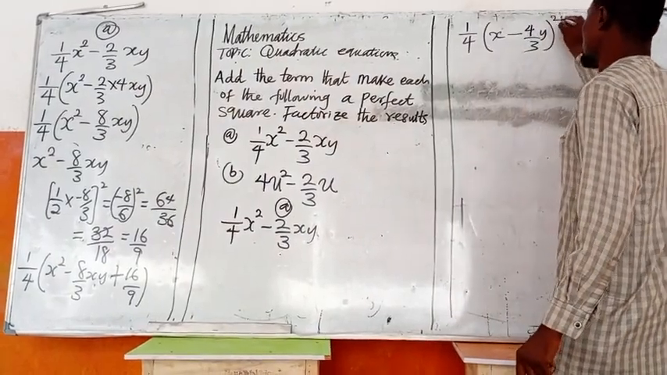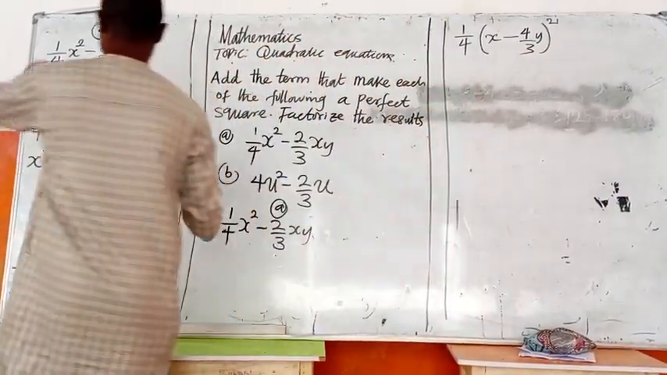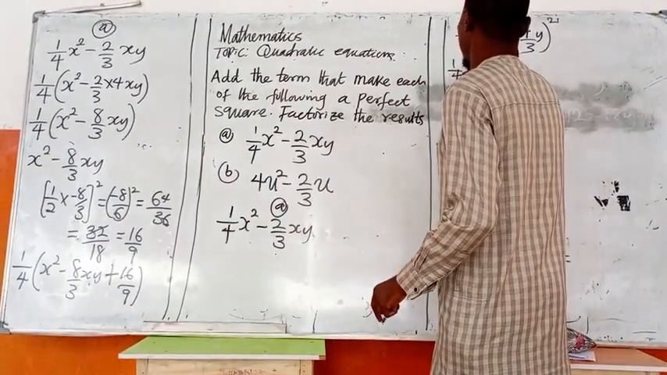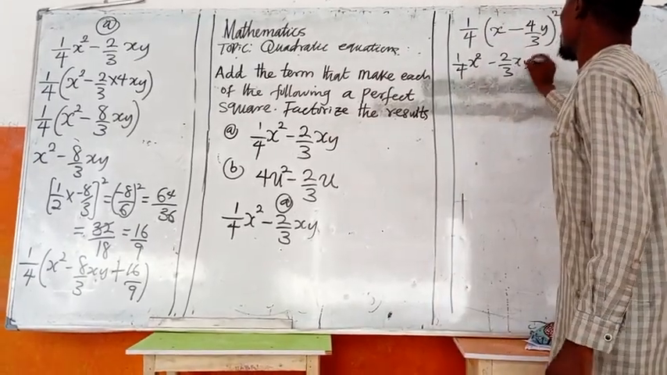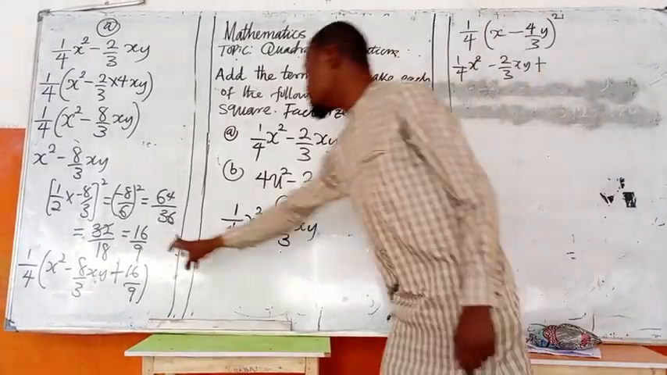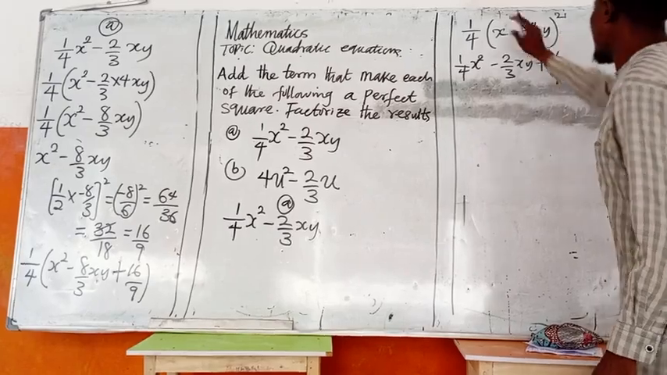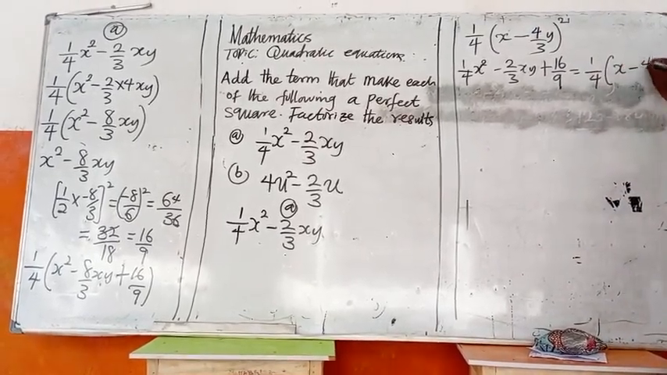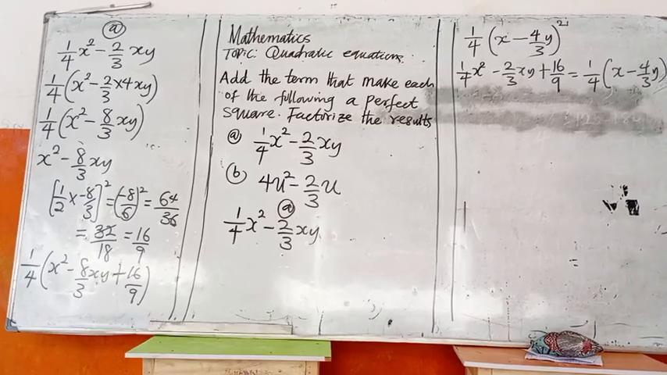Then all of it should be squared, which means the answer to what we are asked to solve is 1/4 s squared minus 2/3 sy plus what we have as the perfect square, 16/9. That is equal to what I have here, 1/4, open bracket, s minus 4/3 y. This is the final answer for the first question.